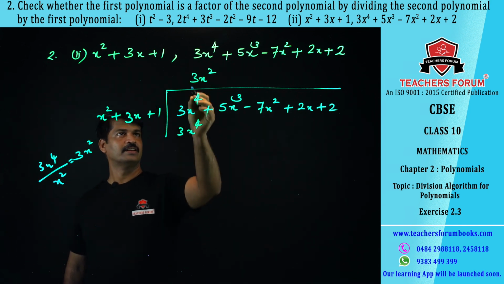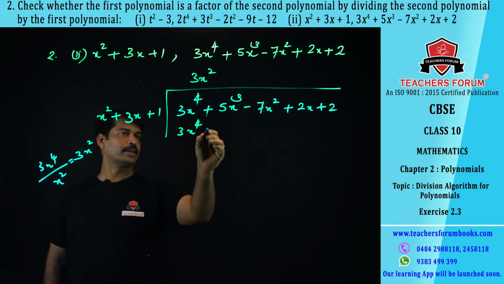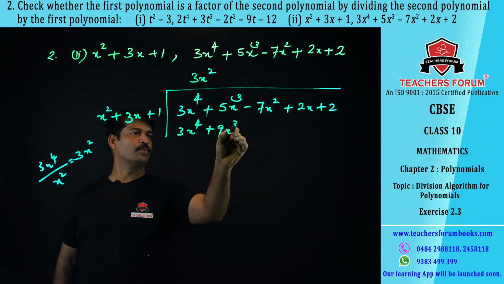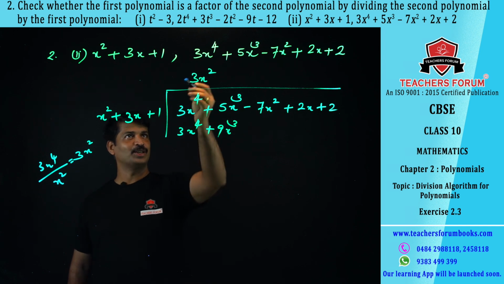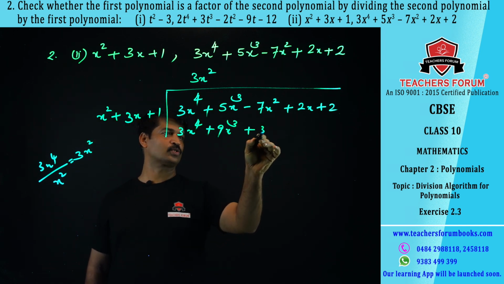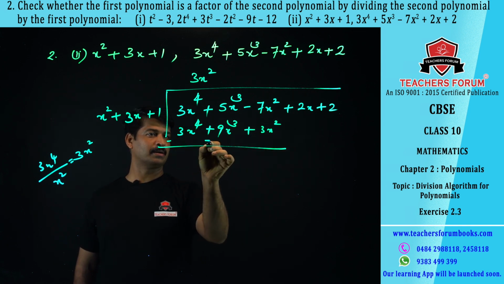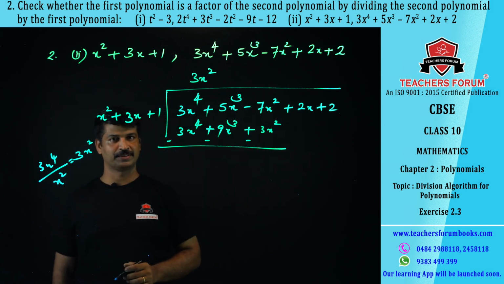Now 3x square into 3x. What is the answer? 3 into 3, 9. X square into x, x cube. So here the answer is 9x cube. Then 3x square plus 1. Yes, plus 3x square. Subtract. Minus, it will become minus, it also becomes minus.